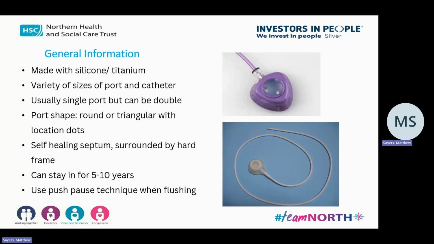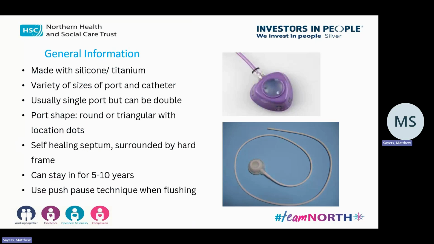There's a variety of sizes of port and catheter, and you're not making any of those decisions. That will have all been done by the surgeons in the Royal. There's usually a single port, but there can be a double. I've never seen a double port in practice. I think it's less common. And I say you can have the round or the triangular, and they've got location dots on, which you can kind of see on the top one where they are. So they're your markers to feel for.